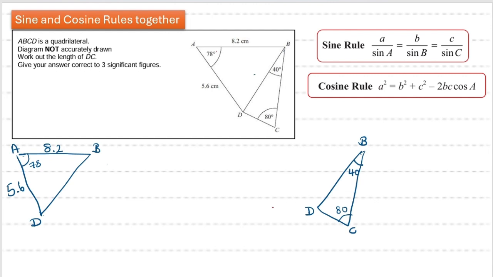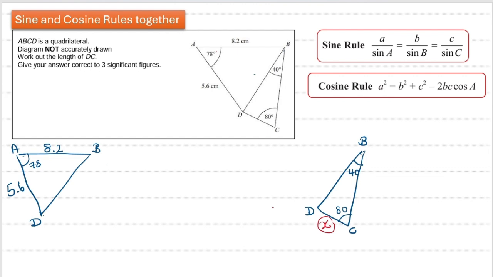Once again, we draw the triangles separately so that we can analyze them easier. The length DC, which we label by the letter X, is in the triangle BDC on the right hand side. In that triangle we have two angles, 40 degrees and 80 degrees. So we might be thinking of using the sine rule to find X. But remember that to use the sine rule we needed two angles and their opposite sides. For the 40 degrees angle we have its opposite side, which is X.